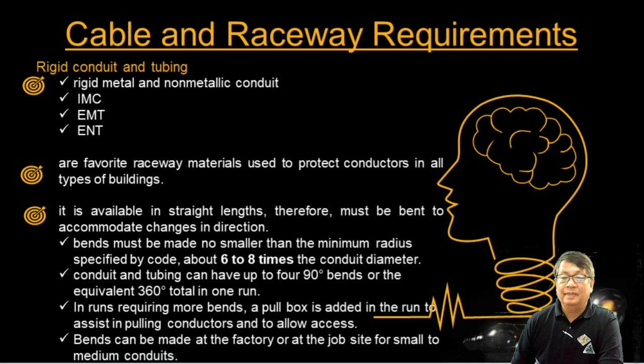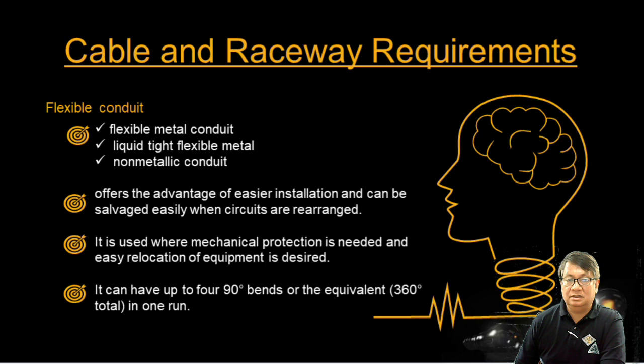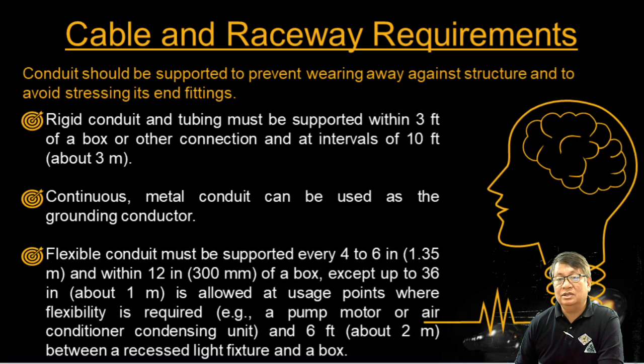So, cable and flexible conduits. Okay, flexible metal conduit, liquid-tight flexible, and non-metal conduit. These are the suggested practices. Rigid conduit and tubing must be supported within 3 feet of a box or other connection and at intervals of 10 feet. Flexible conduit must be supported within 3 to 6 inches of a box, except up to 36 inches is allowed at a usage point where flexibility is required.